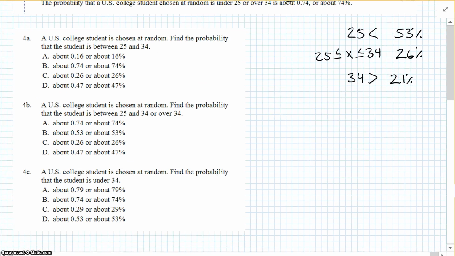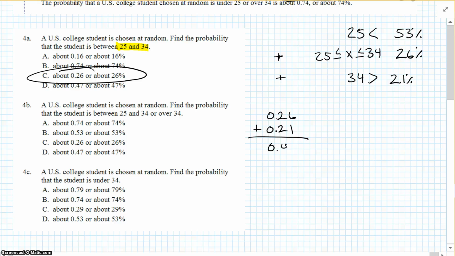Okay, based on the data we just came up with, a U.S. college student is chosen at random. Find the probability the student is between the ages of 25 and 34. Well, we already figured that one out. That's 26%. Okay. A U.S. college student is chosen at random. Find the probability he's between 25 and 34 or over 34. So that would be 0.26 plus 0.21, which would be 0.47. So 47%.